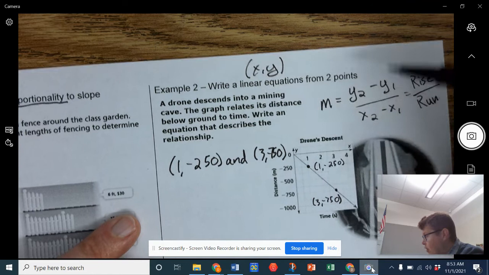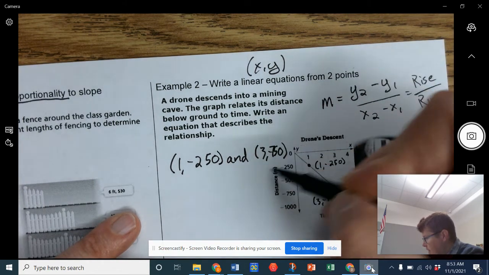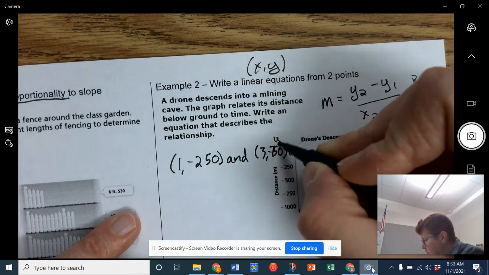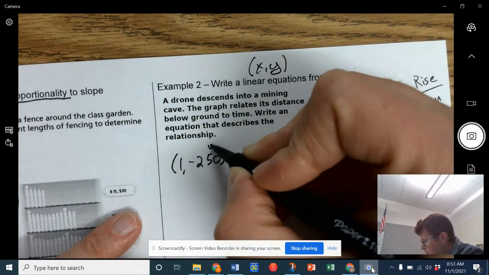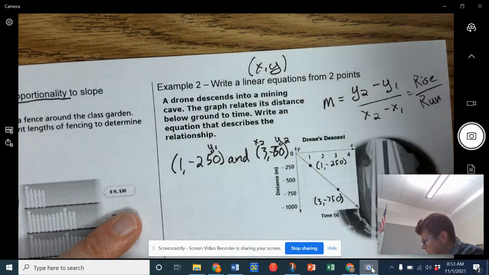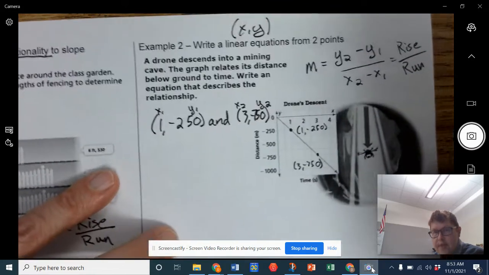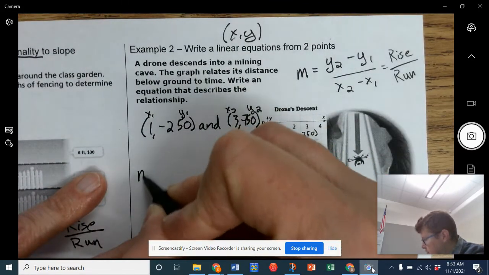Now we have 2 points. That's where this 2 and 1 come from, right? So our second point is right here. This is our y2, and then our y1 is right here. And our x2 is here because it's our second point. That's the x value. X1 is right here because it's your first point, and that's the x value for that point. Now you just put it into this formula.